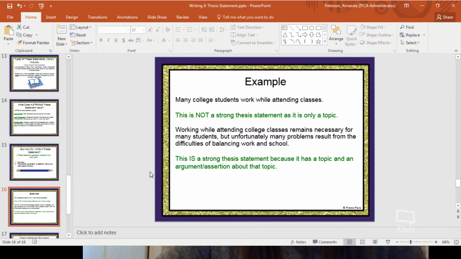So for example, many college students work while attending classes. Okay, that's boring. This is not a strong thesis statement as it is only a topic. Working while attending college classes remains necessary for many students, but unfortunately, many problems result from the difficulties of balancing work and school. This is a strong thesis statement because it has a topic and an argument or assertion about the topic. Okay? Make it strong. Make it arguable.